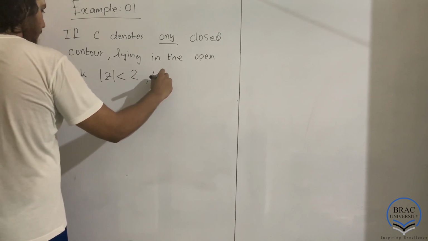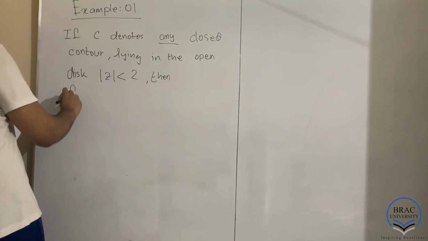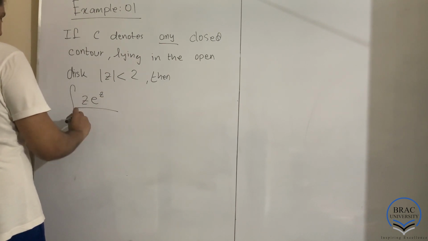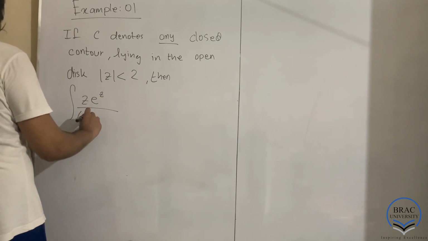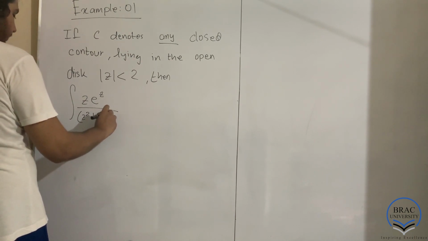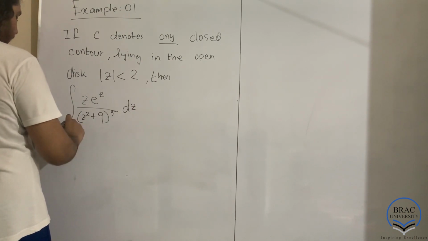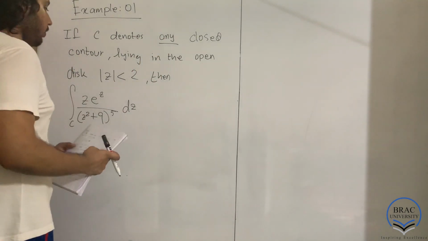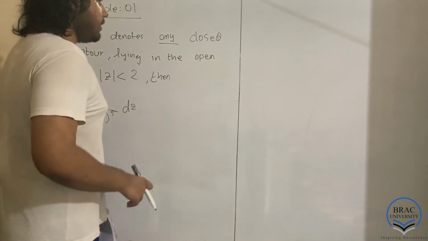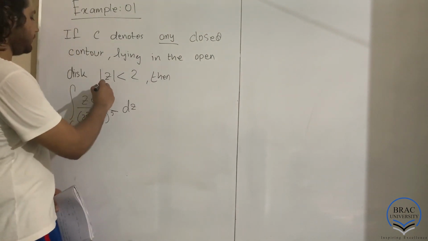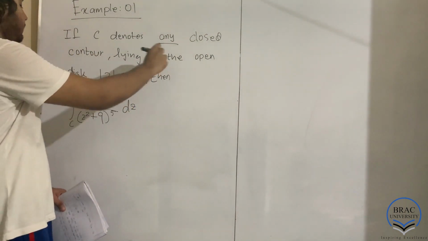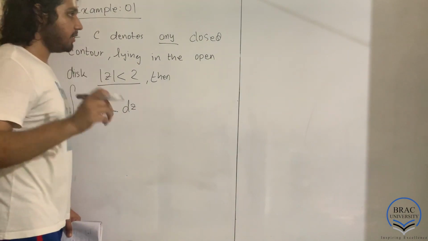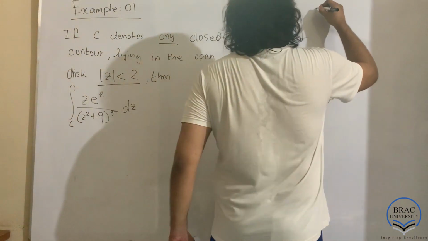Then evaluate the following integral: the integral over the contour C of z e to the power z over (z squared plus 9) to the power 5 dz. Any contour, basically. Let's first define our domain, as in lying in the open disk. This is our domain. Let's draw our domain first.